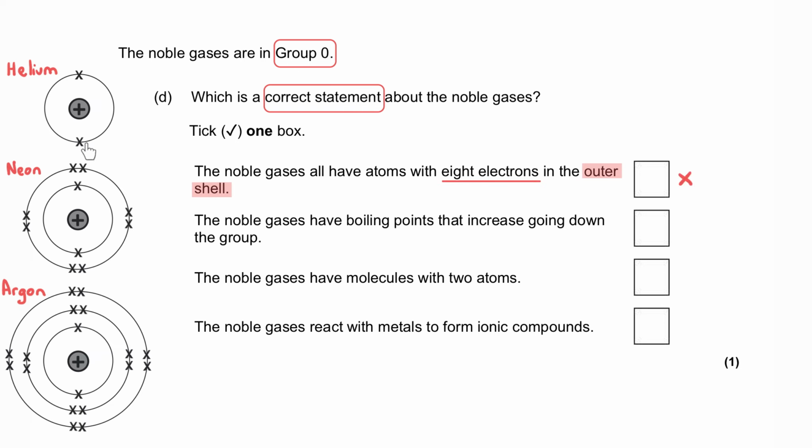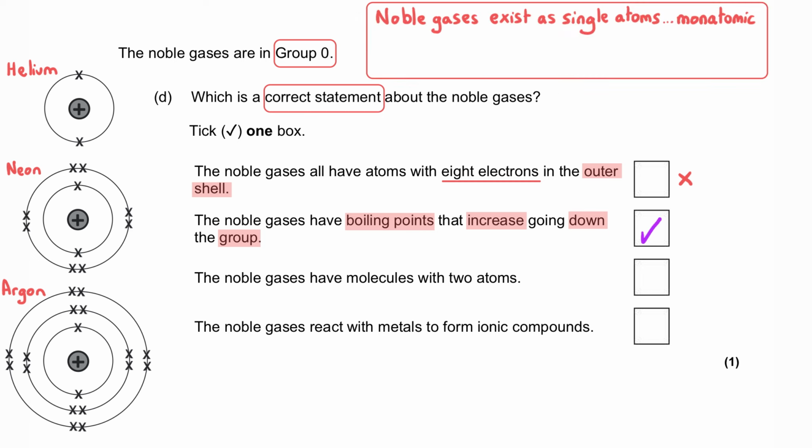Most of them do, but helium, the smallest of the noble gases, only has 2 electrons in its outer shell, and so that is false. The noble gases have boiling points that increase going down the group. This is in fact the true statement.